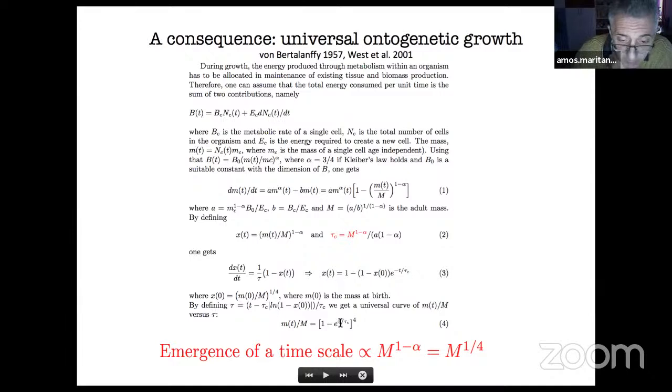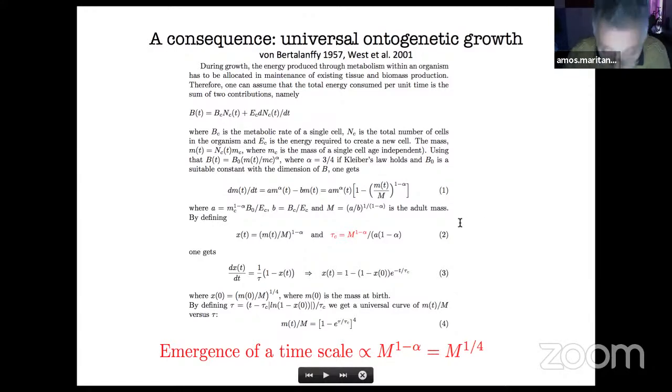I think that there is a minus sign in the exponential, otherwise it grows to infinity, it's not right. So there is a minus sign in front of the exponent, and there is e to the minus t over tau, tau characteristic. And the tau characteristic is the mass to the one minus alpha. So if alpha is 3/4, it is M to the 1/4. So solving the equation for growth of an organism automatically tells us that there is a characteristic time in our organism that scales like the mass to the 1/4.